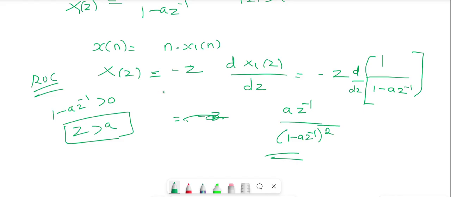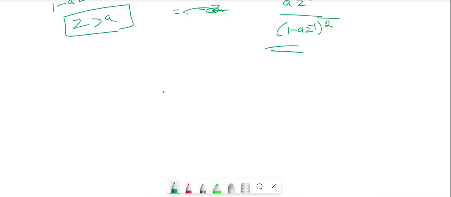Similarly, you can now try some more problems in Z transformation. Find the Z transform and find the ROC. So from the prescribed book, you can take the exercise problems and practice some more problems.